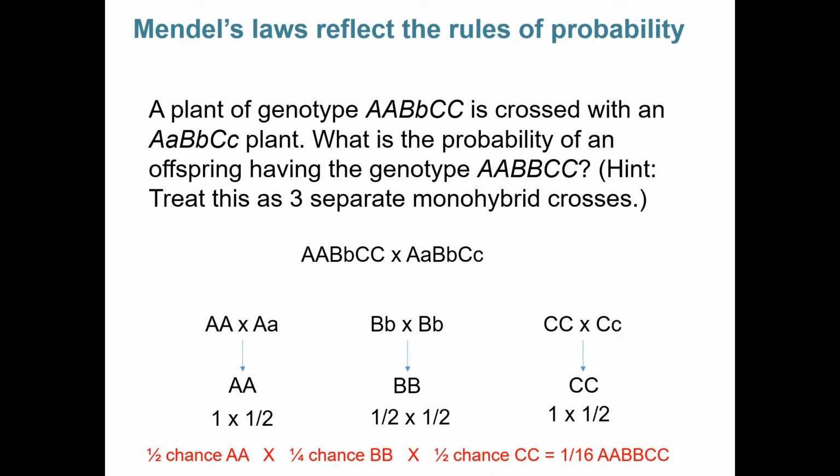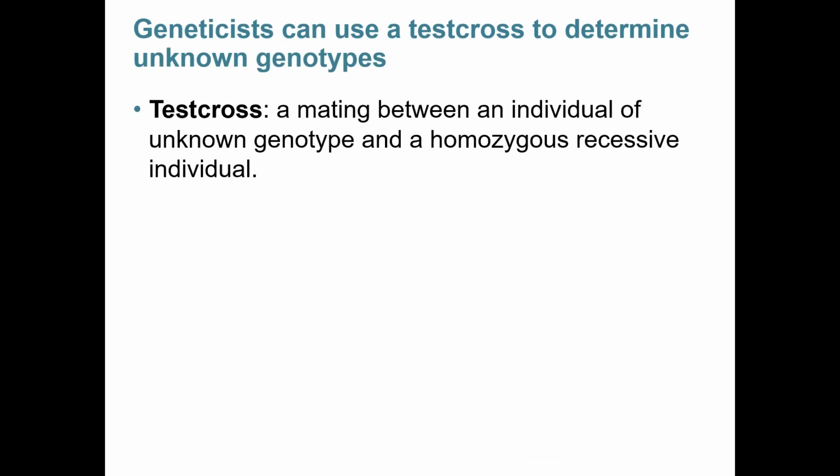Alright, so now we're going to talk a little bit about special crosses. One of the things that we frequently have to deal with in genetics is unknown. So say for example, you have an individual with a dominant phenotype and you don't know if they're homozygous or heterozygous. There's a special way to solve that. You can do something called a test cross. A test cross is a mating between an individual of unknown genotype and someone who is homozygous recessive for that trait.